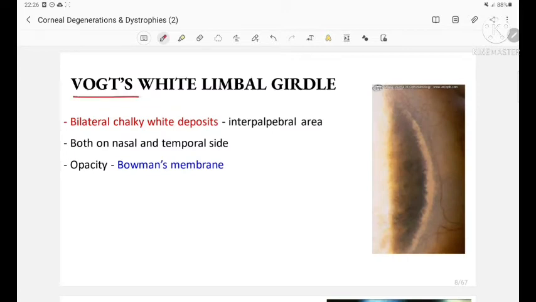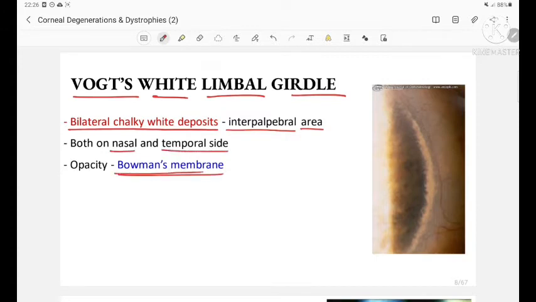Next, coming to the Vogt's white limbal girdle. Here there is presence of bilateral chalky white deposits in the interpalpebral area. This is seen both on the nasal and the temporal side, and here the opacity is present in the Bowman's membrane layer of the cornea. So this picture shows Vogt's white limbal girdle where there are bilateral chalky white deposits.